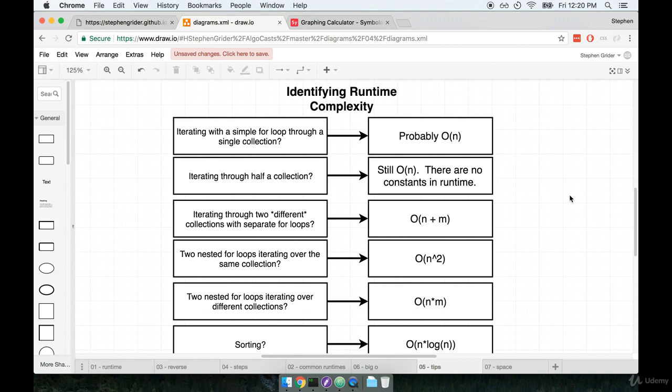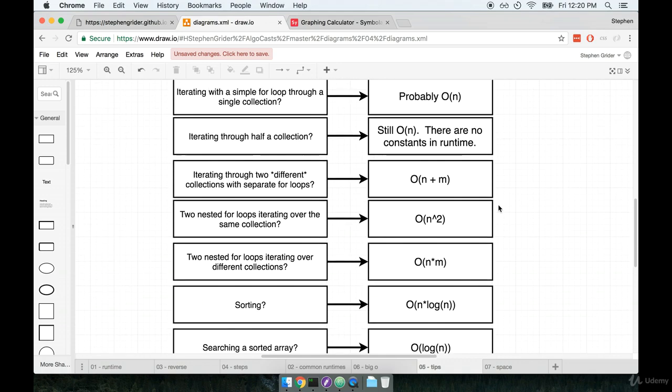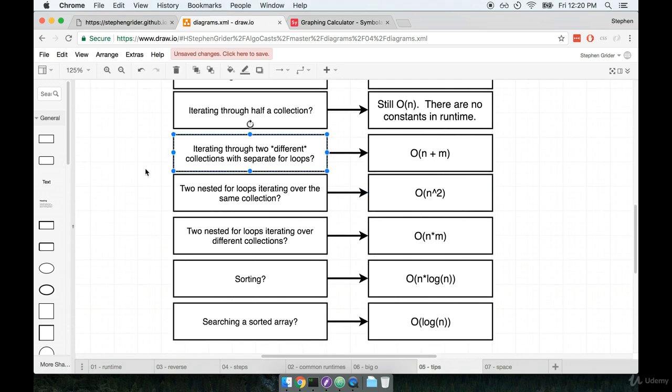So always drop out those constants. Another thing to watch for is if you are iterating through two different collections of data. So imagine, for example, if we had said, okay, write an algorithm that reverses two different strings, reverse both of them in one function call. That would be an example of iteration over two different collections of data in two separate for loops.